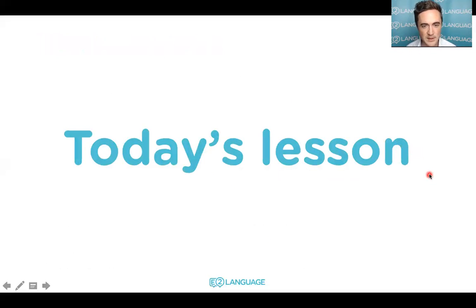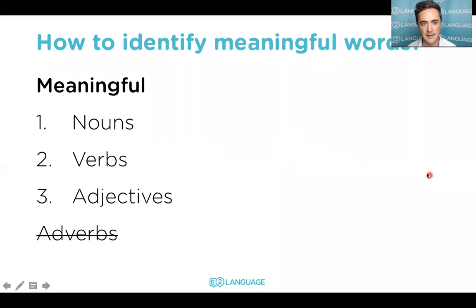So what we're going to do in this lesson today is I'm going to teach you how to identify nouns, verbs, and adjectives. It's an essential skill.